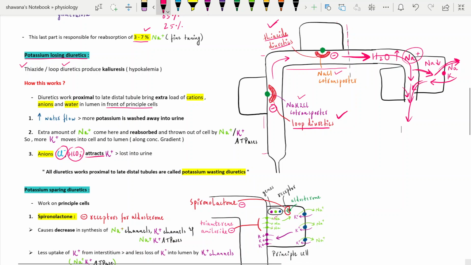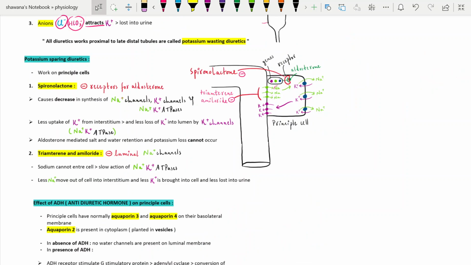The other type of diuretics are the potassium sparing diuretics. What does it mean? Potassium sparing diuretics are those that will prevent the potassium loss into the urine. And these diuretics, in contrast to the potassium losing diuretics, work on the principal cells. They will directly work on the principal cell. So let's discuss how the potassium sparing diuretics work.